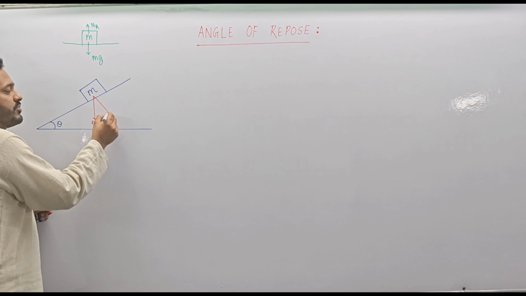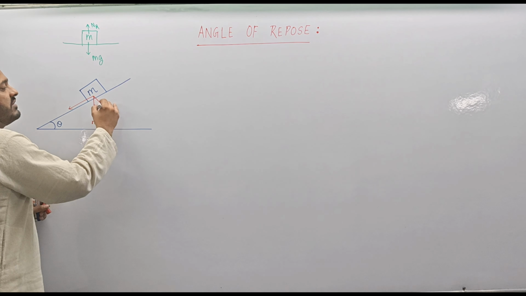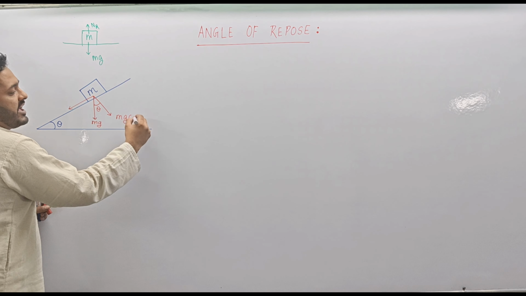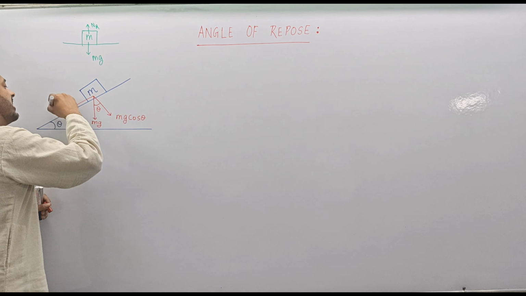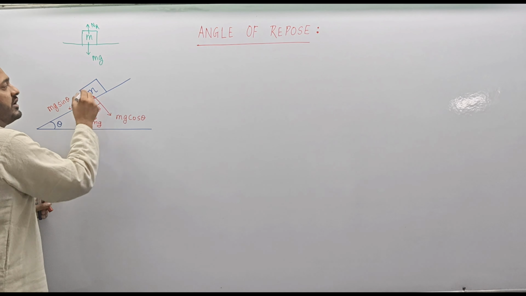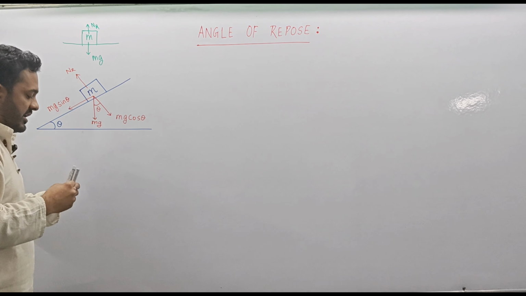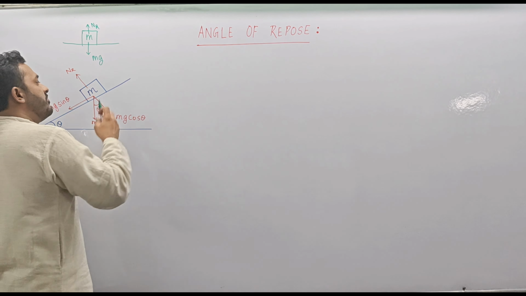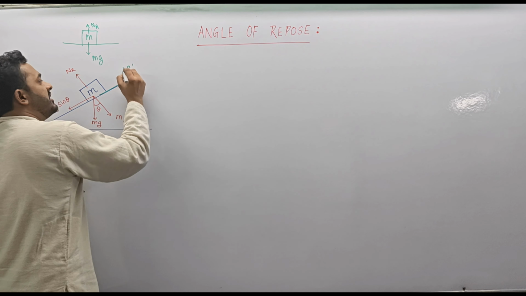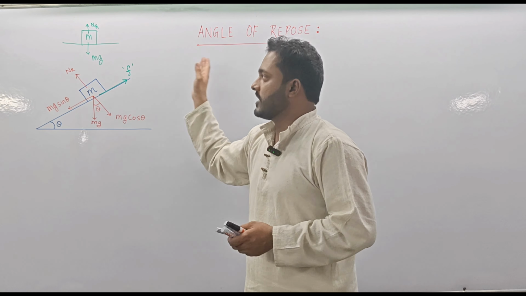Now if we break the component of mg perpendicular to the incline and down the incline, then we can say that this angle is theta. So the component of weight here will be mg cos theta, and down the incline will be mg sin theta. Now this surface will offer a normal reaction force in this direction. And if we think in terms of frictional force, then the block will start sliding only when the force down the incline exceeds the frictional force which is in this direction.